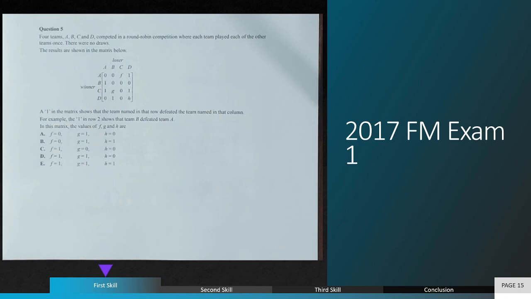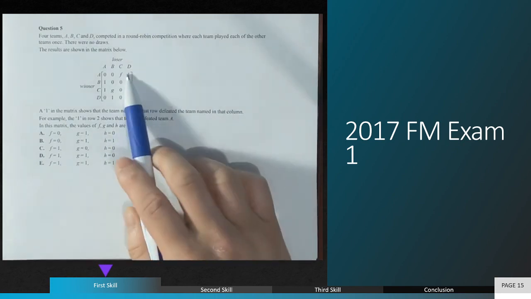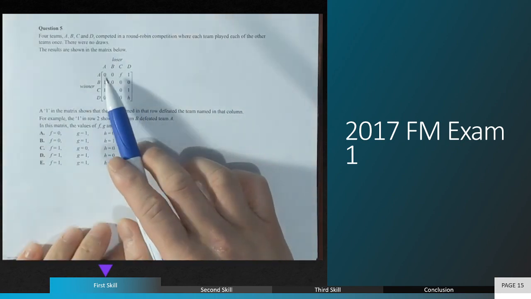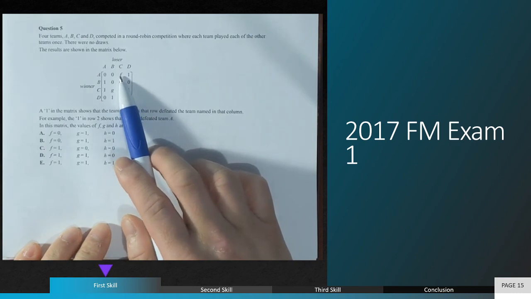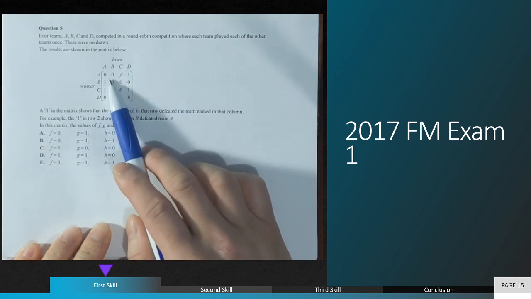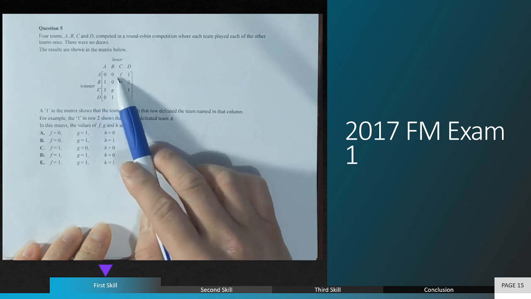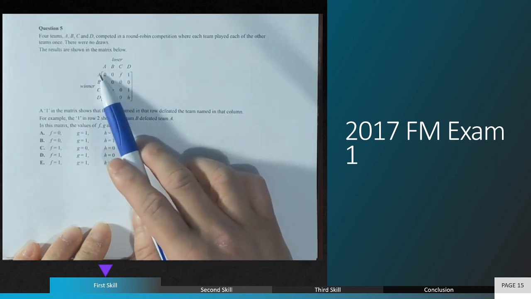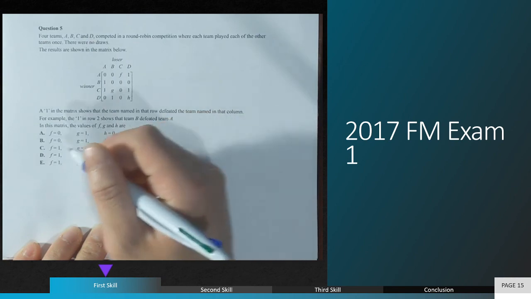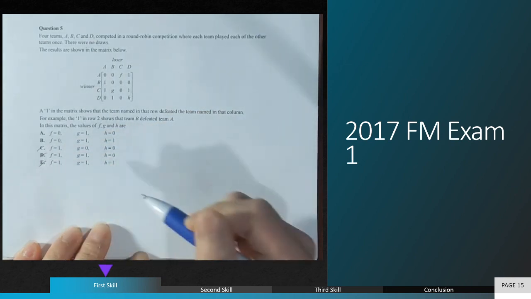In this matrix, the values of F, G, and H are. So the first one is here, which is F. So this is A against C. Now, if we look here, C and A, C was the winner, A was the loser. That means when I go across, this one should be a 0 because A lost to C. So it cannot be C, D, or E.